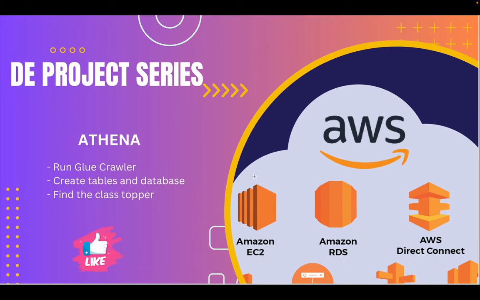Hello everyone. We have successfully created the AWS Glue ETL pipeline. Now it's time for us to make use of AWS Athena, which will help us to query data present in the data warehouse using SQL-like syntax. To do that, we first have to run a Glue crawler, which will help us to create tables and databases. Then we'll move to AWS Athena, which will allow us to query data from the table and database created by the AWS Glue crawler.